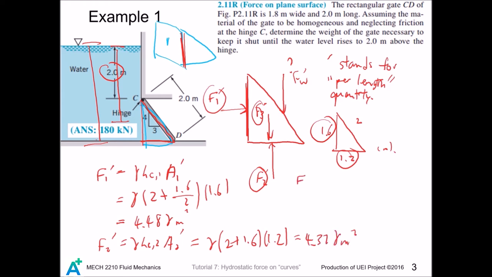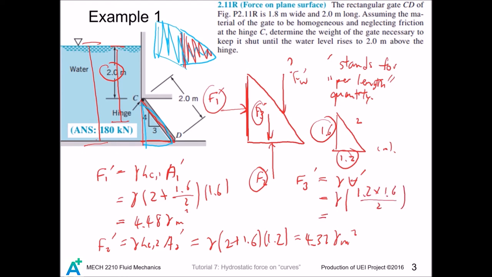And F3 prime, that is gamma volume prime. And volume is the volume enclosed. Since volume is all the water here, so our volume per length is this area. So it's just base times height divided by 2.